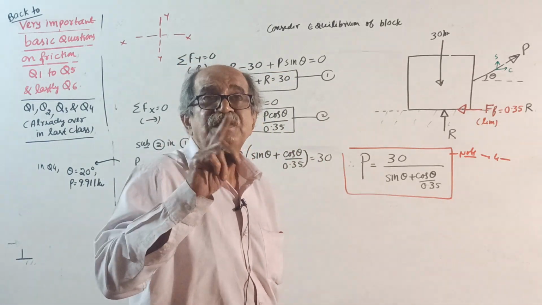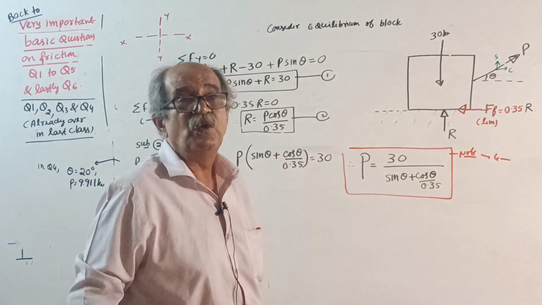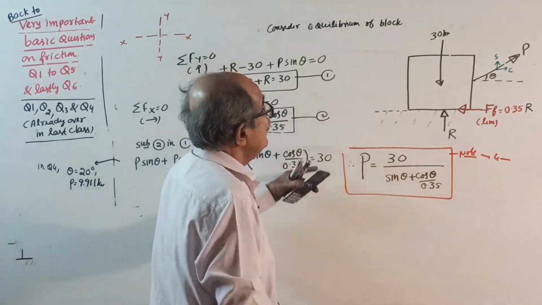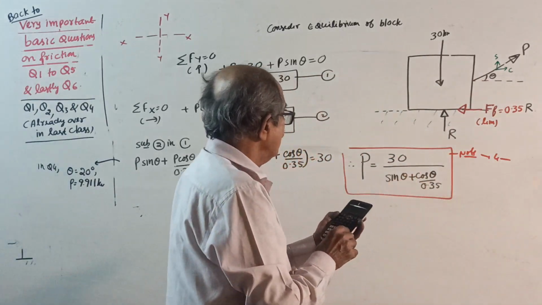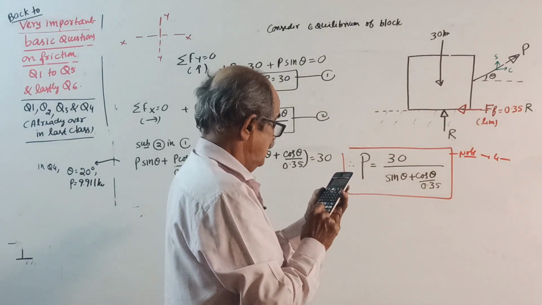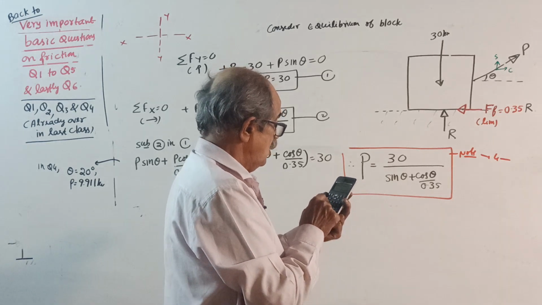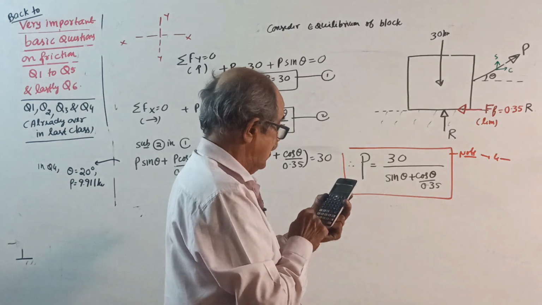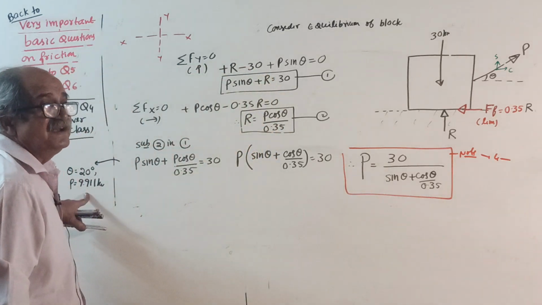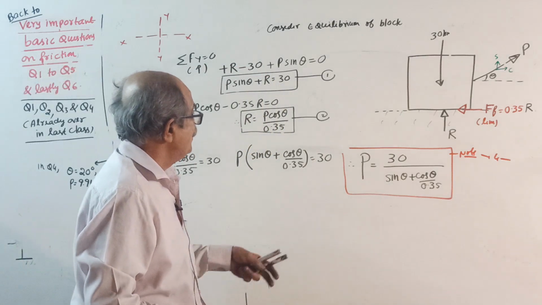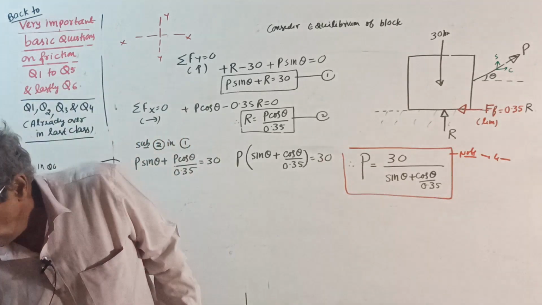Question 3 you can't apply because question 3 is a pushing force. Question 4, make a note: the same question was given where theta was 20 degrees. If you substitute theta as 20 degrees here, sin 20 plus cos 20 divided by 0.35, reciprocal, into 30, the answer is 9.911. Yes, the answer tallies. But fortunately, because of the concept, here theta is not known. Now, how to find theta?